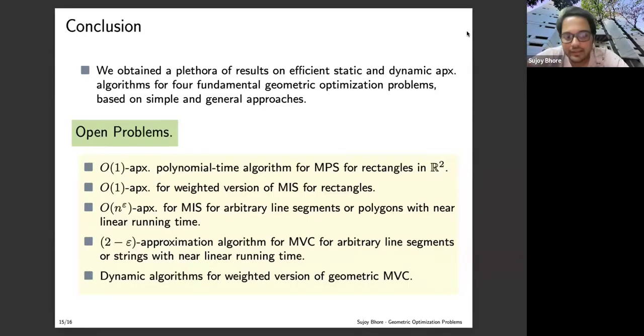And then a 2 minus epsilon approximation for the minimum vertex cover of arbitrary line segments or strings with near linear running time. And dynamic algorithms for the weighted version of geometric minimum vertex cover.